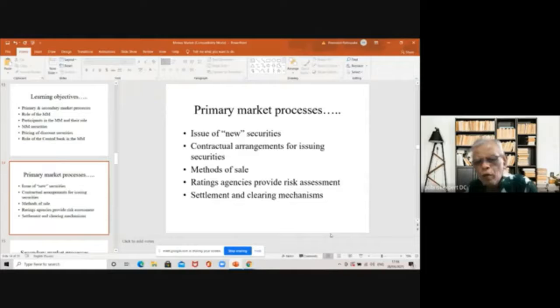And when it is through a private placement, there is a unique arrangement where the funds are credited to the share issue account or the central bank consolidated fund account when it is a case of treasury bills or bonds. So that's how the settlement and clearing mechanism happens in the primary market process.